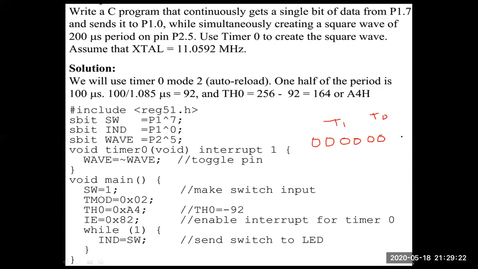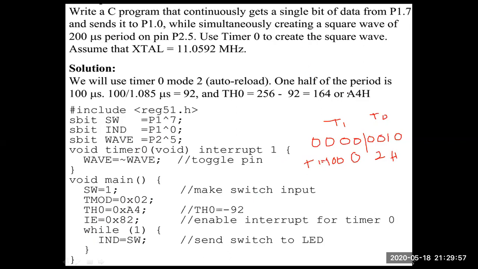In which mode? Mode 2. So mode 2 means what? 1 0, 1 0. So if you convert into hexadecimal, what are you getting? If you divide, this is nothing but 0, and this is 2. So 02H, you have to load into what? The TMOD register, the timer mode register. Okay.